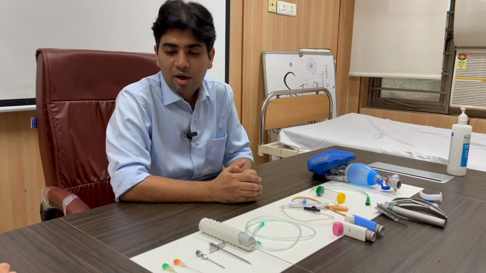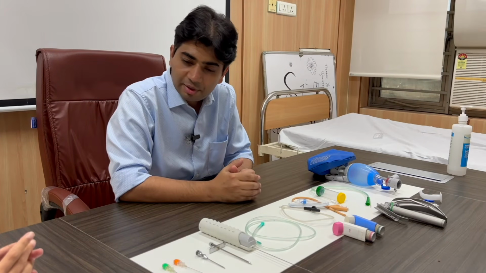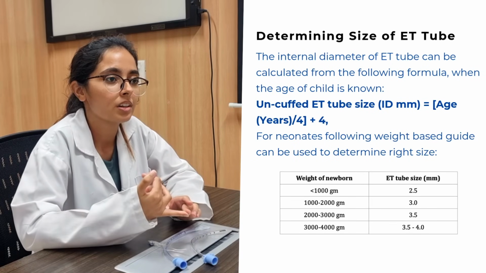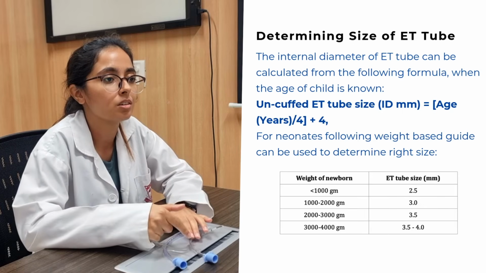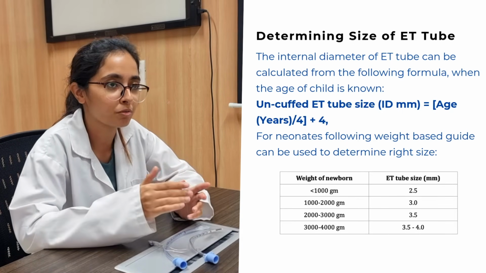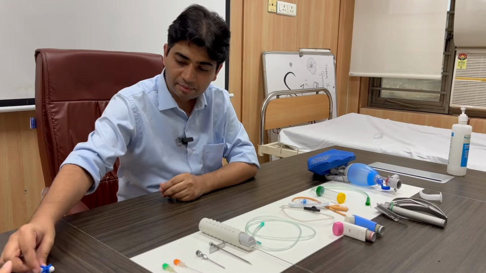Right. And how do you determine the correct size of an endotracheal tube that needs to be inserted? So for the purpose of determining size, you have a formula, and the diameter of the uncuffed ET tube is measured as age in years divided by 4 plus 4. Right.